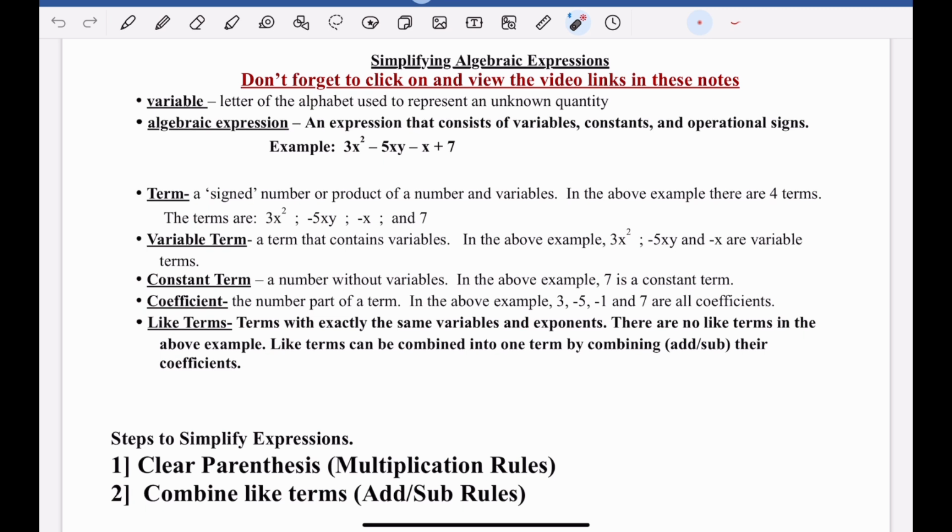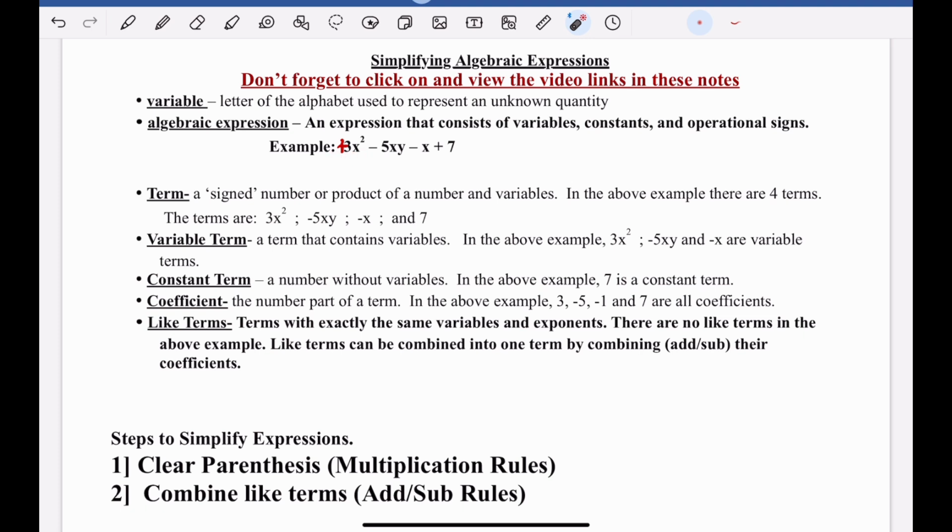A term is a signed number or product of numbers. The easiest way to determine a term is to count the signs in your expression. So if we look at this expression, first of all, there's an understood plus in front of this first term. Anytime your first term is positive, you won't see the sign, but it's understood. There's a plus there. So if we're looking at this expression, we have a plus, a minus, a minus, and a plus. That's 4 signs. That means this expression has 4 terms, and everything behind the sign is the part of the term. So our first term then is positive 3x squared.